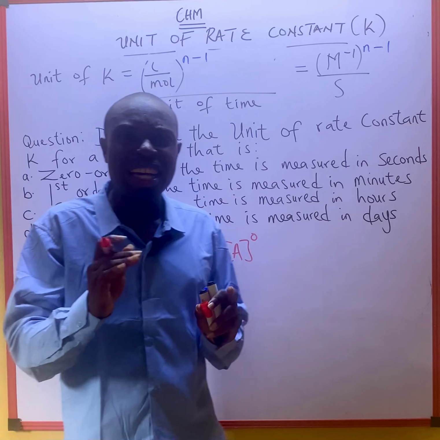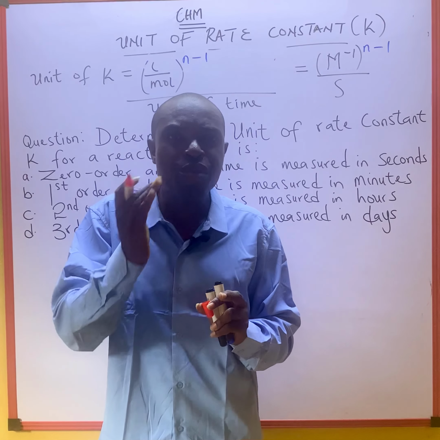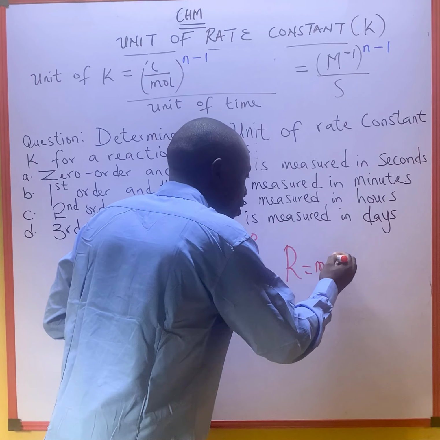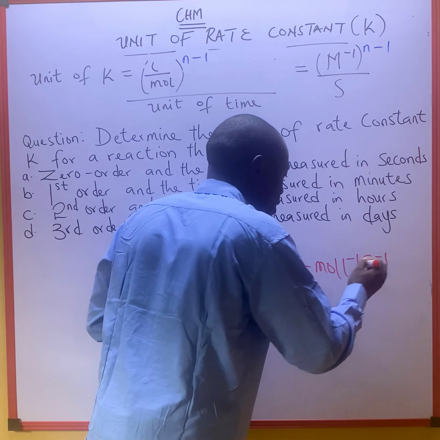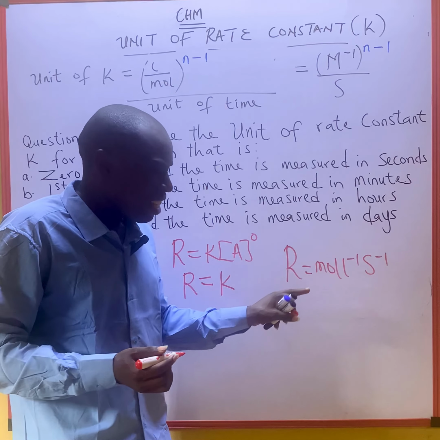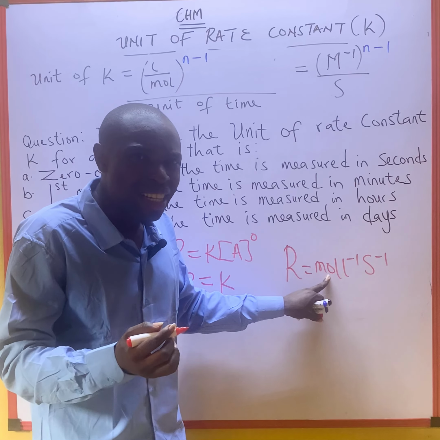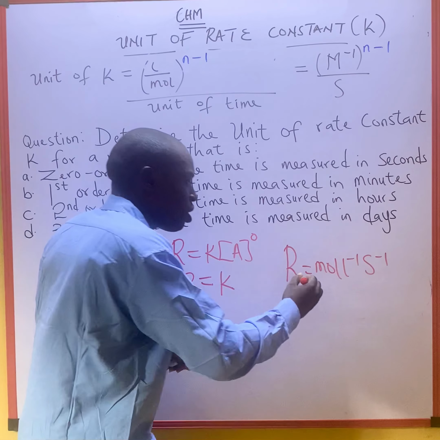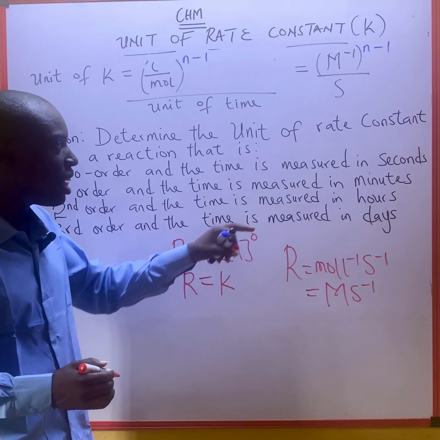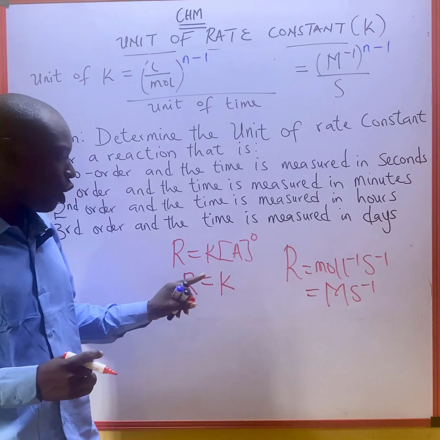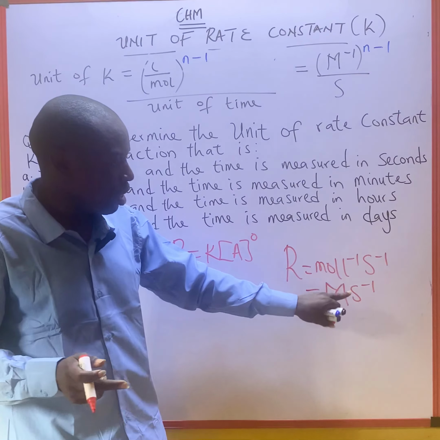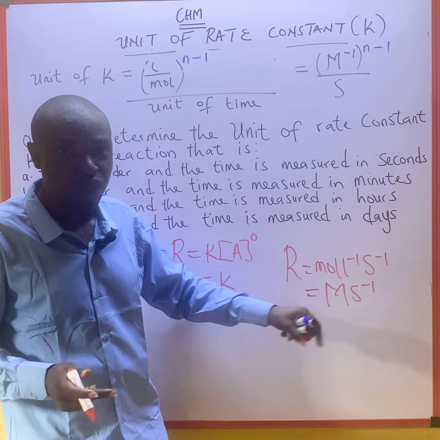The unit of the rate of a chemical reaction, R, is mole per liter per second, or per unit time. Remember, the concentration is the molar concentration, and as such, it can also be molar concentration per time or per second. In this case, they said time is measured in seconds. So the unit of K for the zero order reaction is this. Please do not forget it.